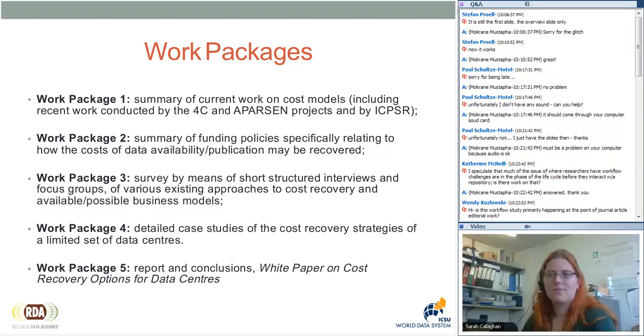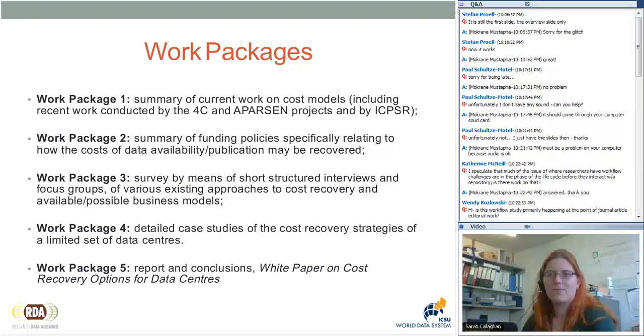We want to undertake a survey by means of short structured interviews and focus groups to understand the existing approaches to cost recovery for data centers and what business models may be available. And I'll talk about that a little bit on the next slide and how we're currently planning to do that. And then on the basis of those interviews, we intend to do a number of more detailed case studies so that we have a number of examples and, ideally, a range from which to extrapolate a range of possible options which may be available.